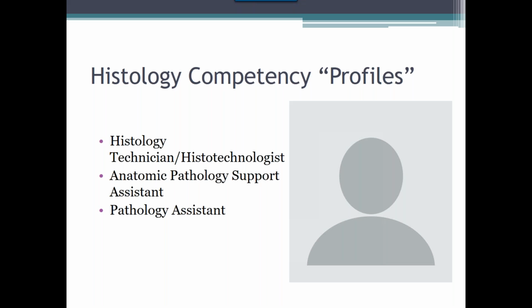So some examples of roles that are seen in the histology department are as follows on the slide. The histology technician, histotechnologist, usually those are more or less interchangeable. Anatomic pathology support assistants, so those people who aren't necessarily the techs but do a lot of the support tasks, and then the PA. So the entire process is completed based on the role of the employee and the competency assessments that have been created for each role. The process begins by completing training for each test system.